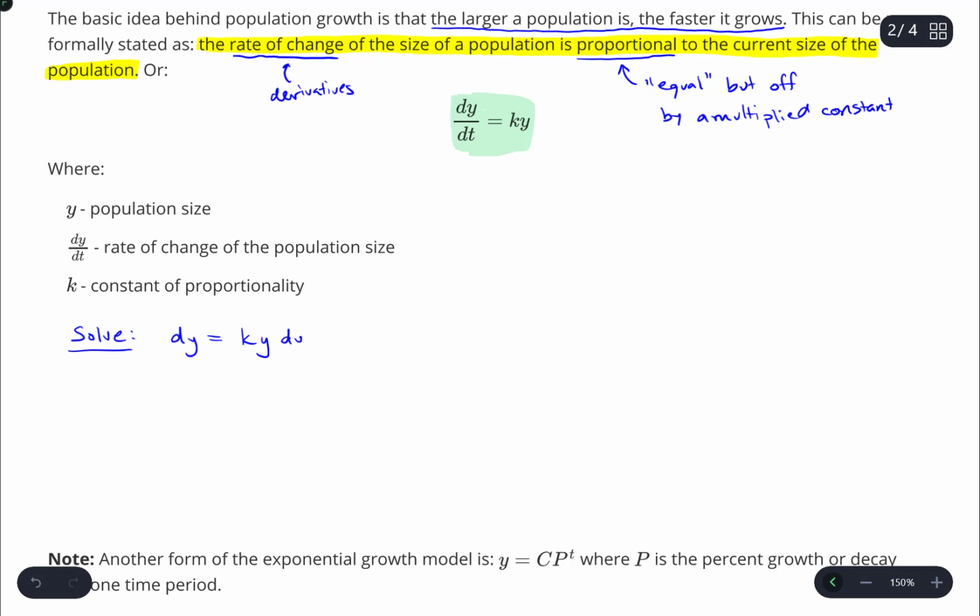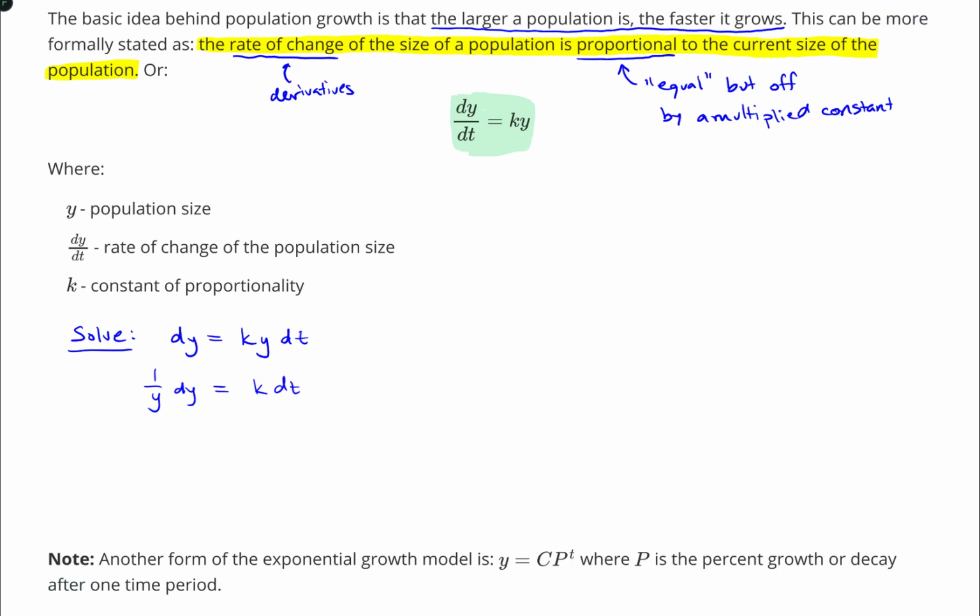But anytime I have a function involving a variable that's not matching the derivative's variable, I need to move it to the other side. So this y right here needs to come to this side. So this would be 1 over y dy is equal to k dt. So now I have my variables separated. And the next thing I would do once I separate my variables in order to solve a differential equation is to integrate both sides with respect to the variable given.